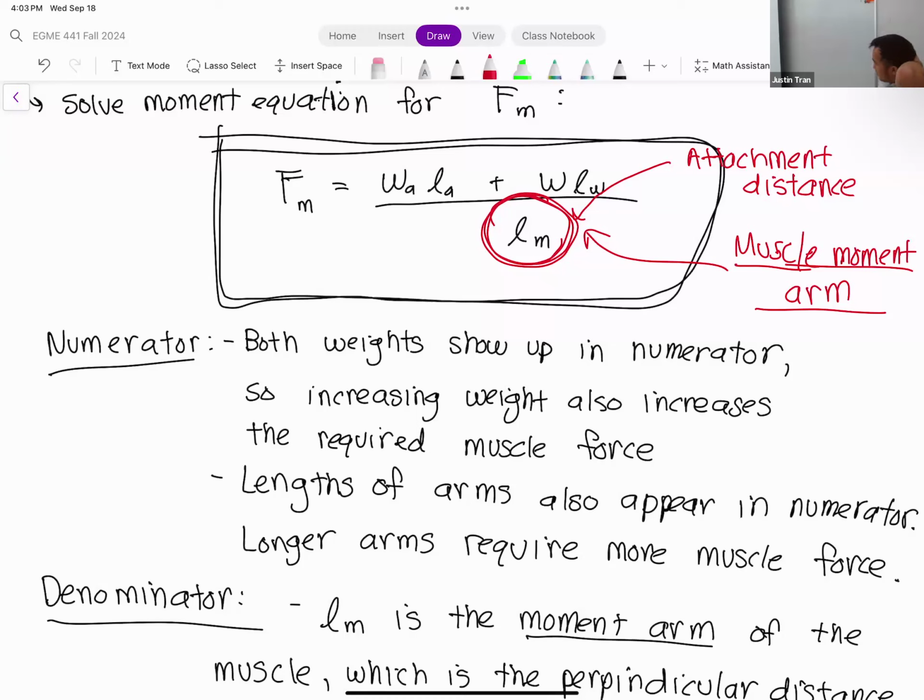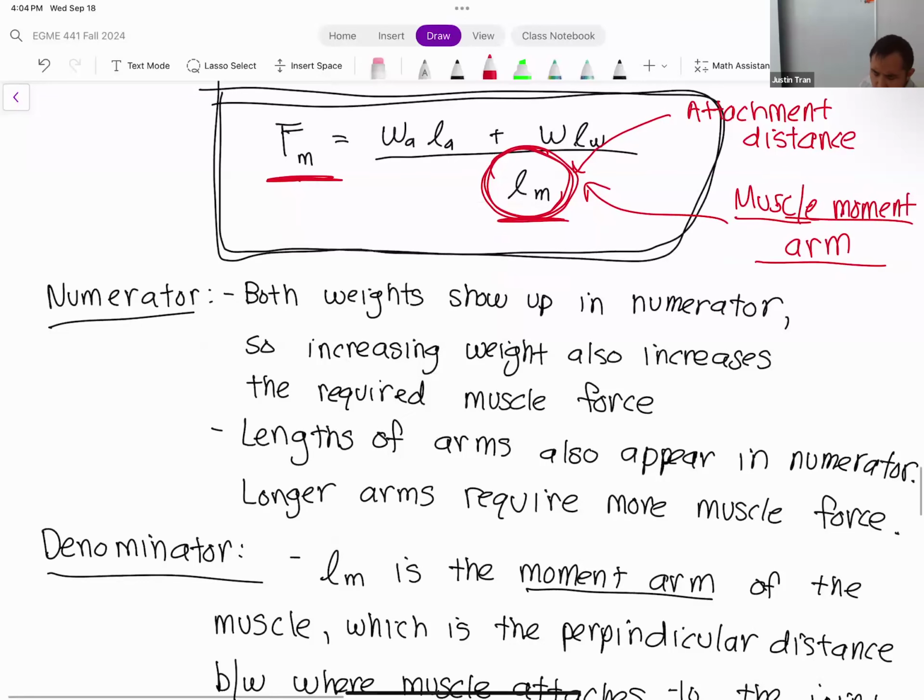The discussion that we started on Monday was that this quantity here is in the denominator for the muscle force. What that basically means is that this quantity is inversely related to the amount of muscle force that's required to maintain this situation. An inverse relationship basically means that as this quantity goes down, the muscle force goes up. And intuitively speaking, a lot of times we correlate the magnitude of the force, we equate that to the amount of work that's needed.